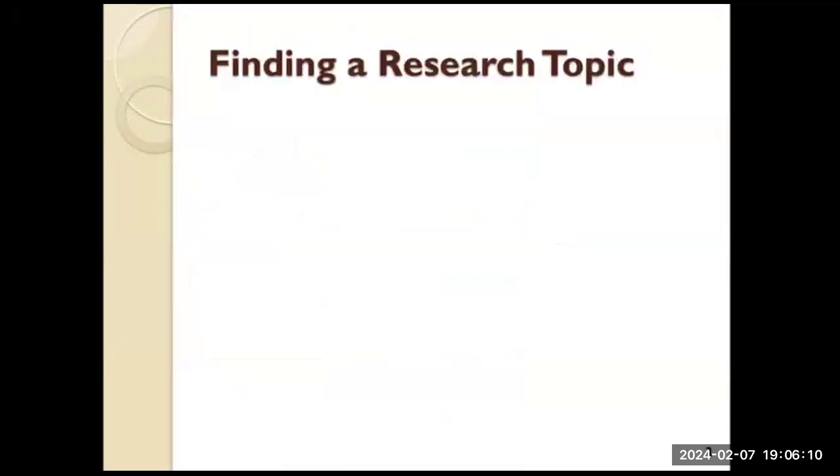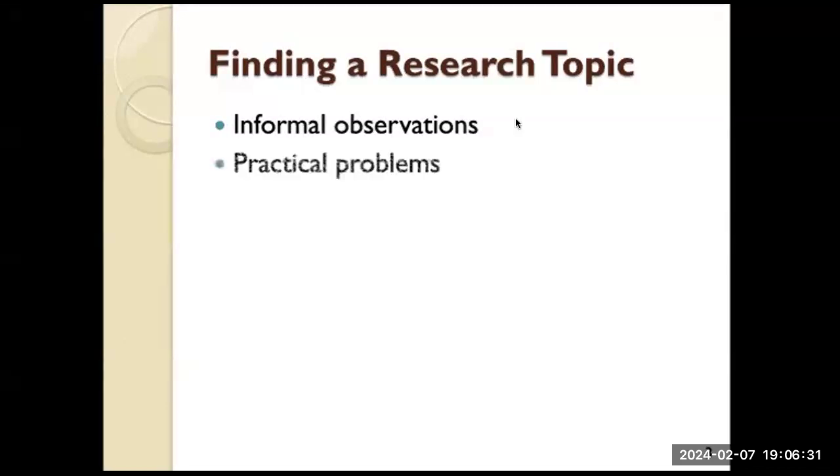Okay. Finding a research topic. As I mentioned, oftentimes it starts off with informal observations, things that we just see in our daily lives, something that happens so frequently that we just wonder about it and want to know more. So usually that would be basic research if they're informal observations.